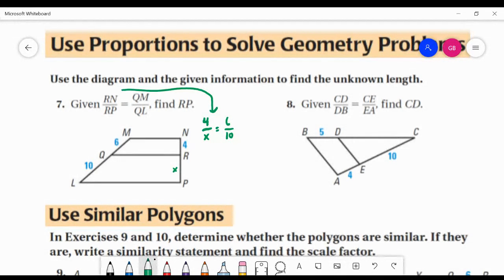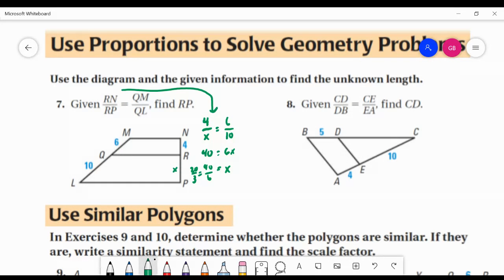So once I have my setup, I will go ahead and cross multiply. 4 times 10 is 40. 6 times x is 6x. So if I divide both sides by 6, x is equal to 40 over 6, which is 20 over 3. Okay, so that's your answer.